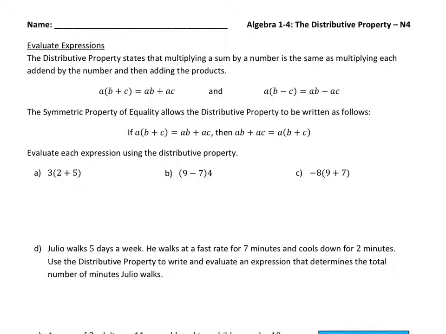The distributive property states that multiplying a sum by a number is the same as multiplying each addend by the number and then adding the products. So as we can see in this example right here, A times (B plus C) is the same as AB plus AC. Similarly, with subtraction, A times the quantity of B minus C is the same as AB minus AC.